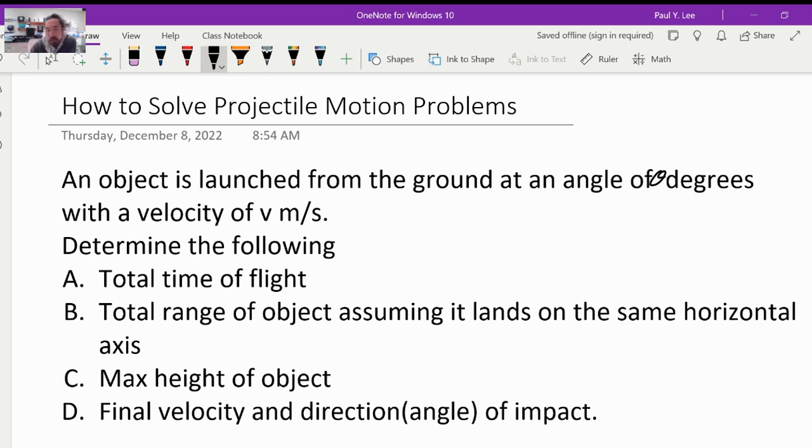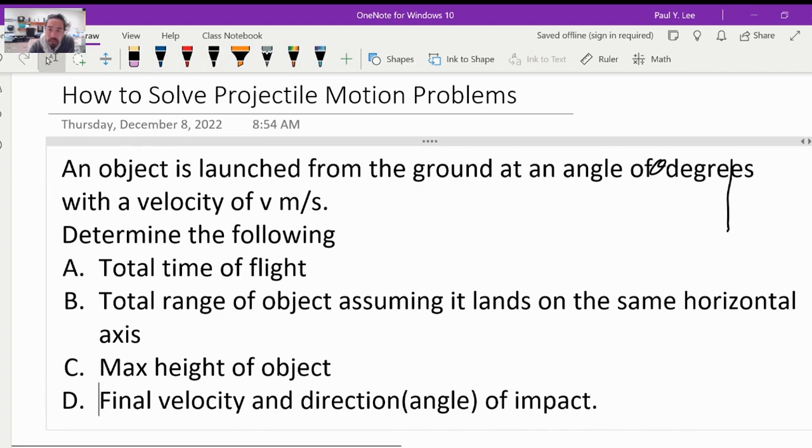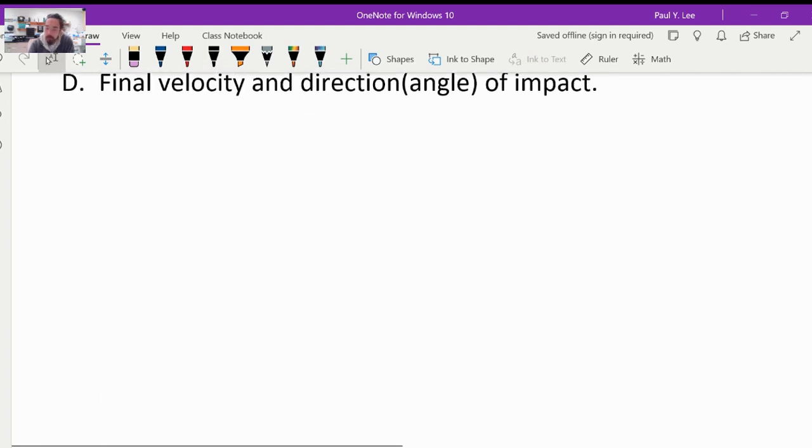So we have an object that is launched from the ground at an angle of theta degrees with a velocity of v meters per second. And I want you to determine the following. A, the total time of flight. B, the total range of the object, assuming it lands on the same horizontal axis. C, the max height of the object. And D, the final velocity and direction, which is the angle of impact. Actually, I'm going to switch around D and C in this video, and you'll see why. All right, let's begin.